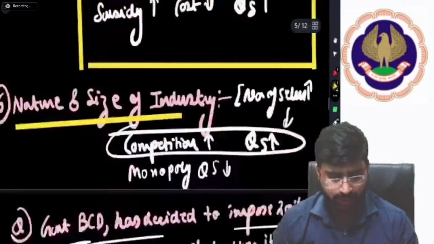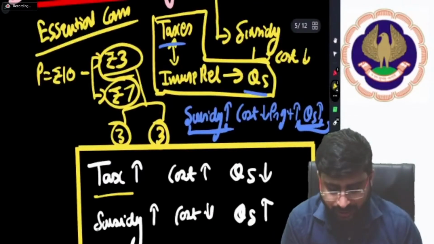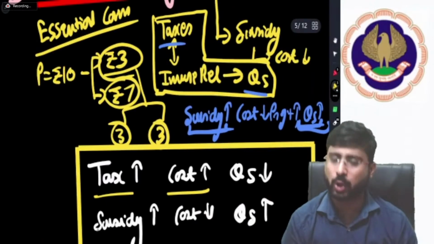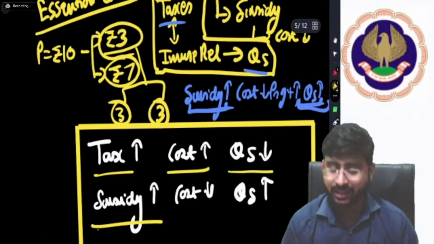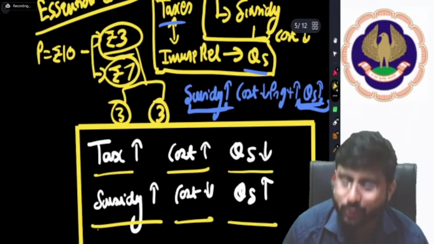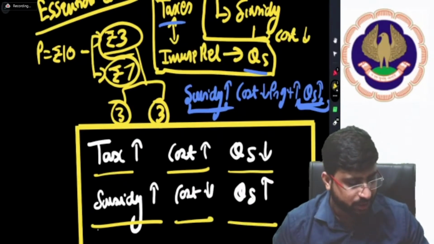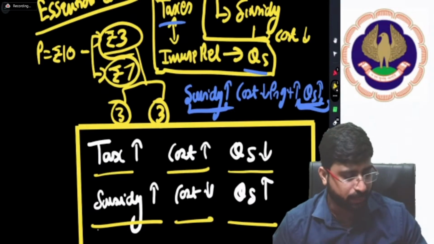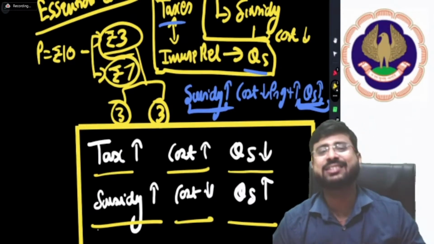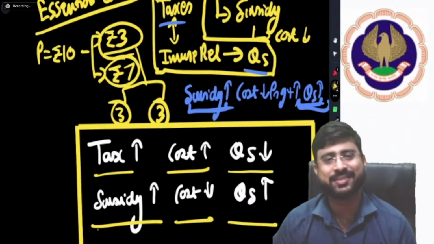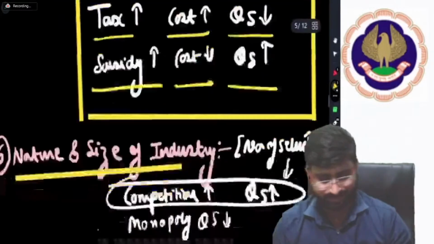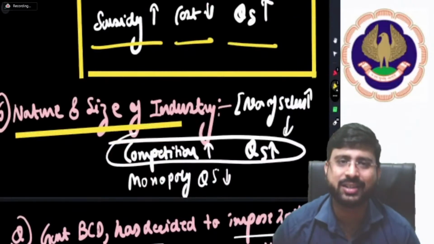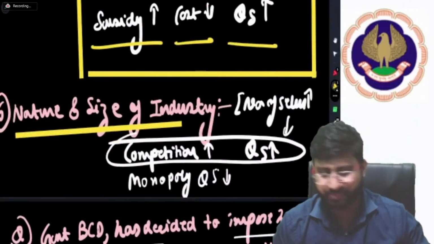So this you can write down. A rise in taxes leads to a rise in cost, so the quantity supplied will fall. Similarly, a rise in subsidy leads to a fall in cost, leading to a rise in quantity supplied. I hope that's crystal clear. Yes, sir. It's crystal clear, sir.